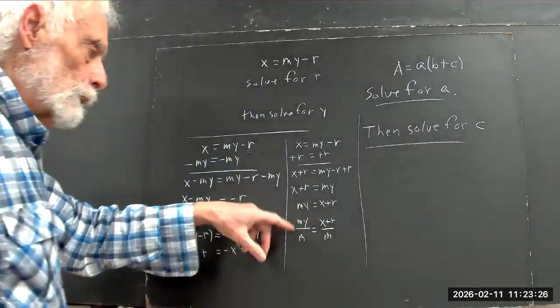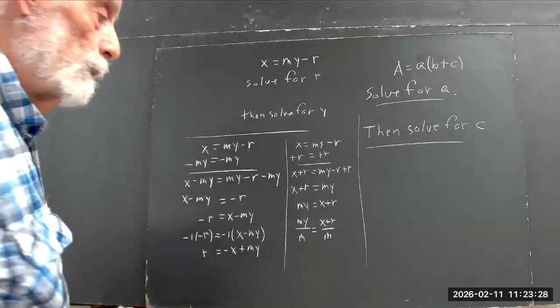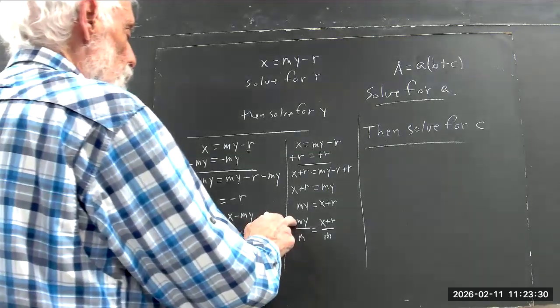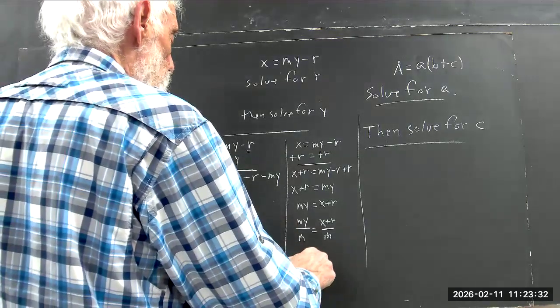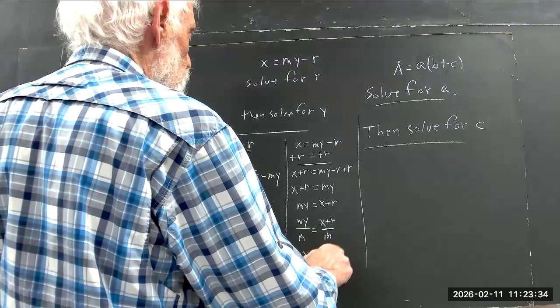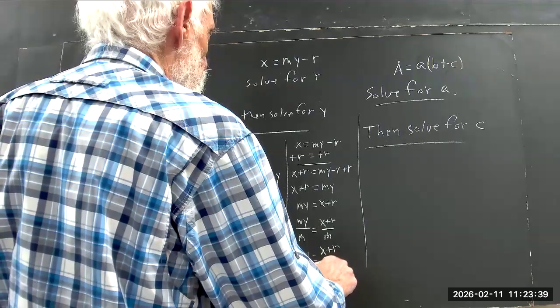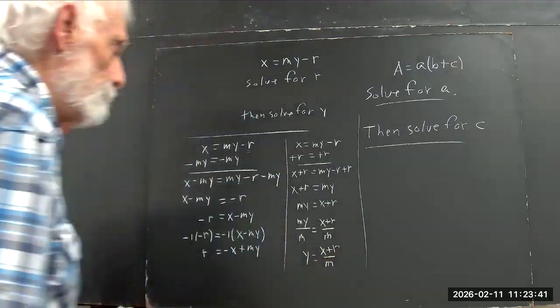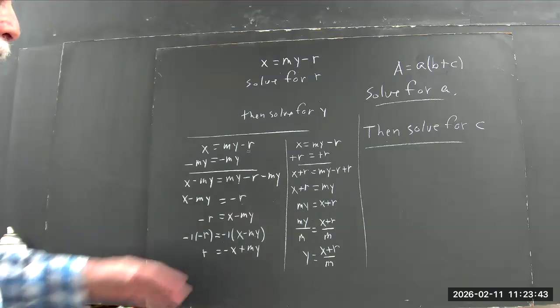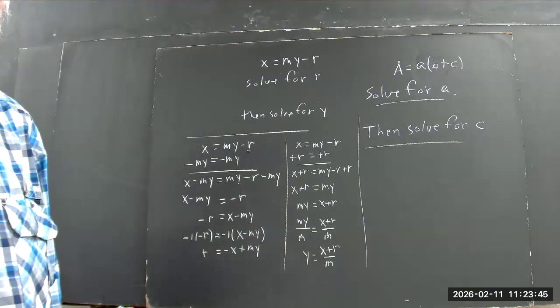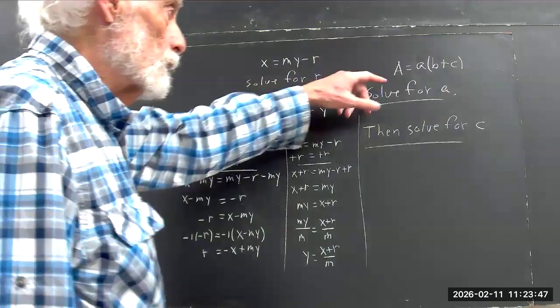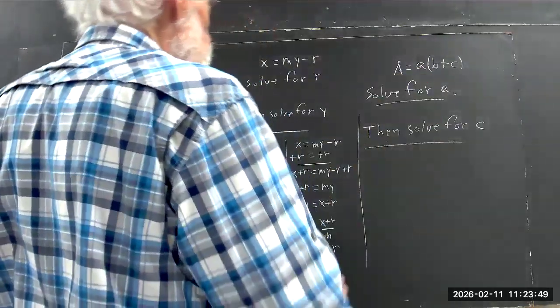And everybody knows this step. We're going to divide both sides by m. The m here is going to divide the m here and give us 1. And we get y equals x plus r over m. So it's fairly straightforward.